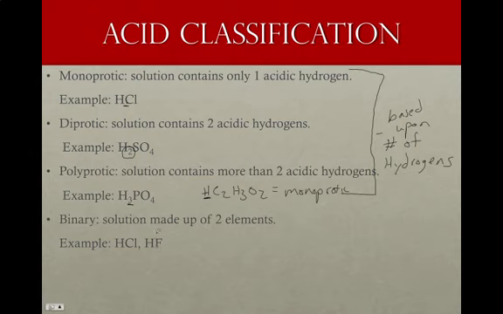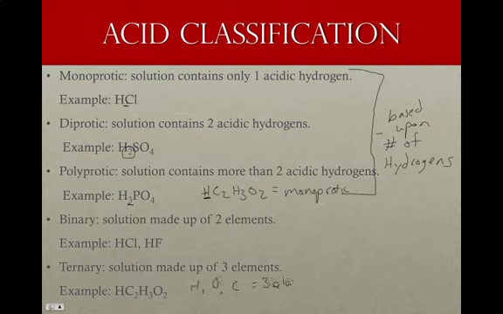If it's not binary, then it is ternary, so it's an acid that's made up of 3 elements. For example, our acetic acid is HC2H3O2. Well, the elements that make it up are hydrogen, carbon, and oxygen. So that's 3 different elements, making it ternary. If we go back to here, H2SO4 is made of hydrogen, sulfur, and oxygen, so that's also ternary. And H3PO4 is made of hydrogen, phosphorus, and oxygen, so it's also ternary as well.